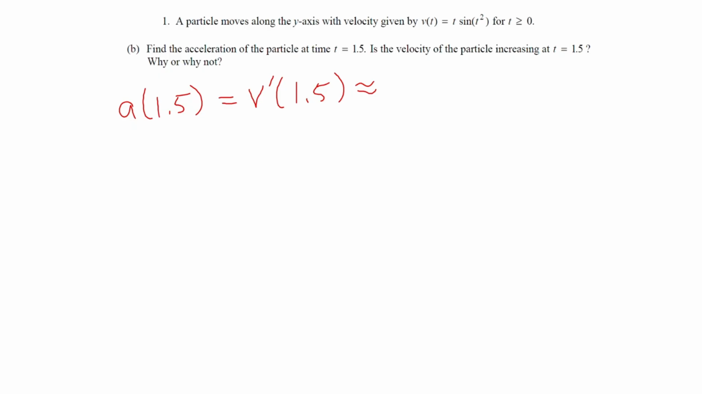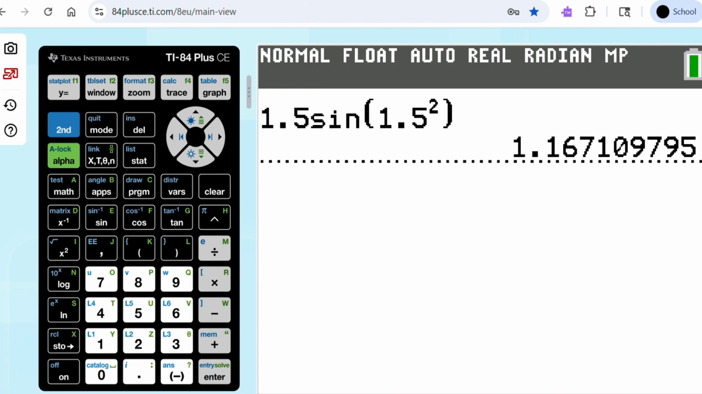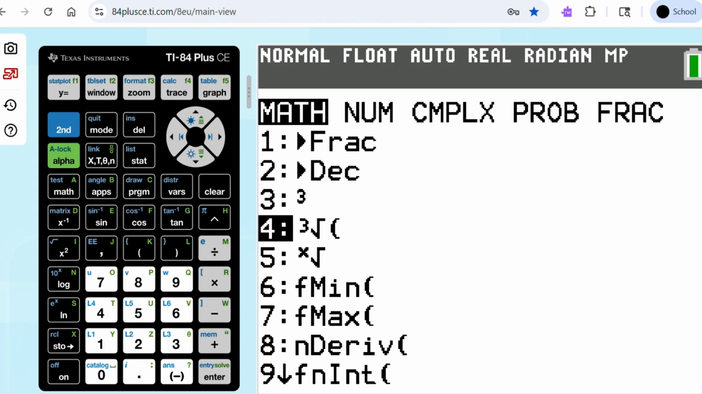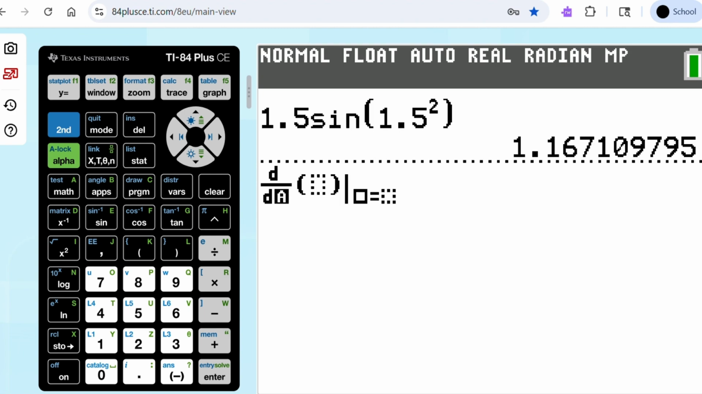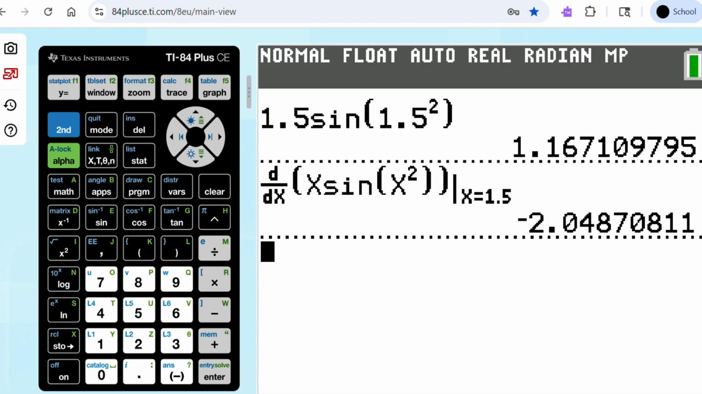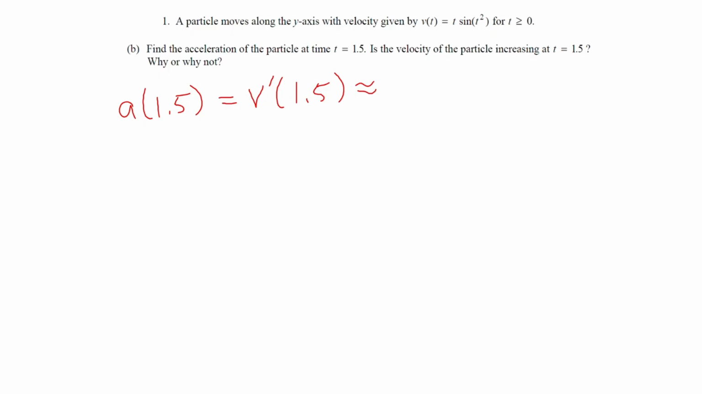Now, you could take the derivative by hand using the product rule, but it's a lot easier to just go in and hit math, option number 8, and you can just hit the H. You don't have to scroll down to it. And now we want a derivative with respect to x of our function. We're going to write it in terms of x, so it's x times the sine of x squared. And we just want to know what that is at t equals 1.5. Well, it's negative 2.049 if we round to 3 decimals. So negative 2.049. So that's our value of the acceleration.